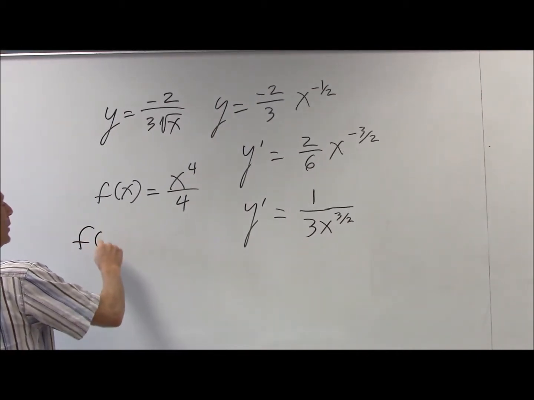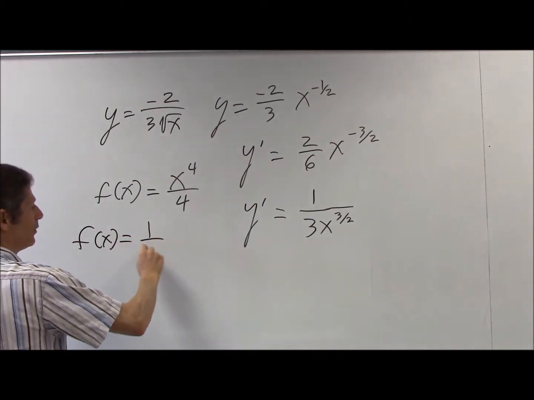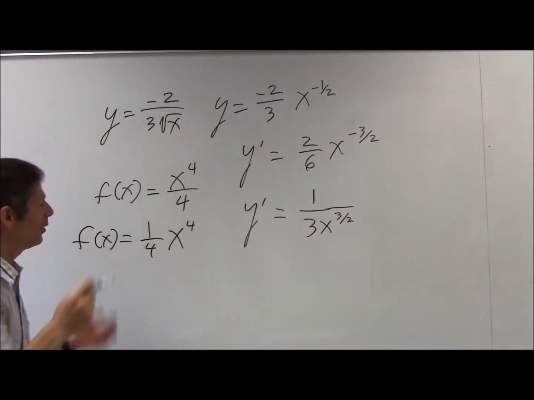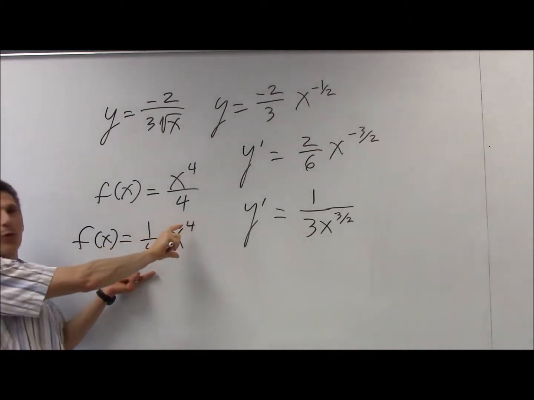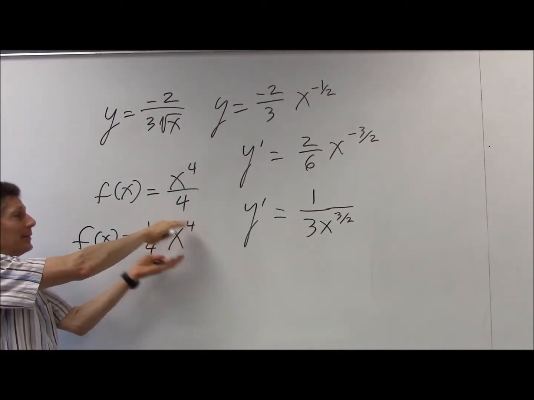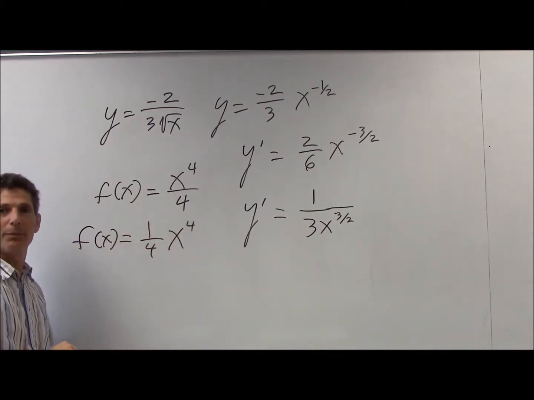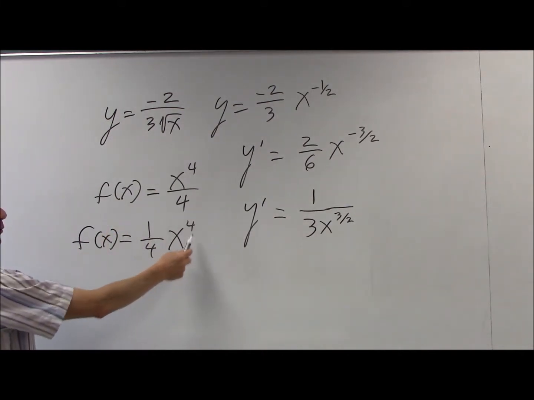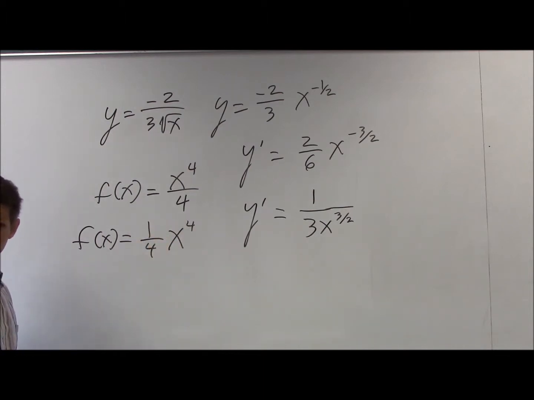Again, I'm going to rewrite it. This is not the derivative. I just rewrote it. I just kind of slid the 4 off the top. Dividing something by 4 is the same as multiplying it by 1/4. Anyway, so let's take the derivative. 4 times 1/4, also known as 4/4 or 1.